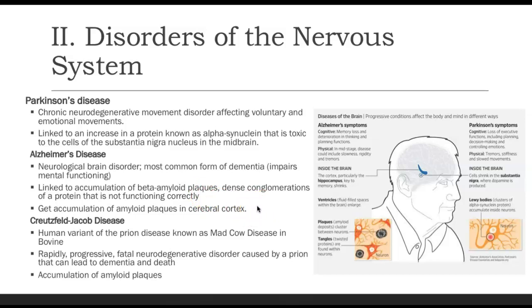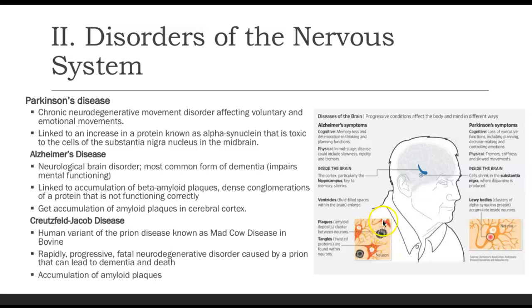So symptoms of people with Alzheimer's are going to be cognitive, where they'll have memory loss and deterioration in thinking and planning functions. And physical changes could include slowness or rigidity or tremors as well. And areas that are affected are the cortex, but specifically this area of the hippocampus that is so important in memory and planning. So this area is going to shrink. And our ventricles are also going to enlarge. Those were those spaces that were filled with cerebrospinal fluid.